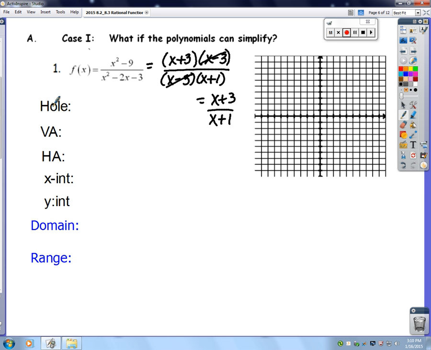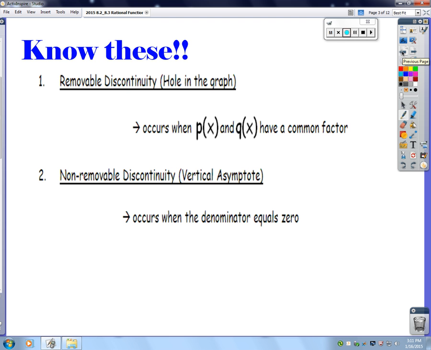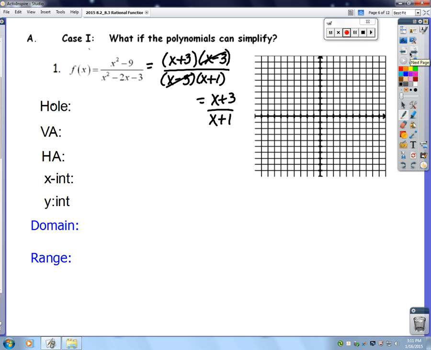So in our case, a hole in a graph, let's go back to our guidelines. Alright, number 1, a hole in a graph is a removable discontinuity. It happens when we have a common factor. So in our case, that x minus 3 is our common factor. So then we know that we're going to have a hole in our graph. So let's go back. Alright, that common factor. How do we find where that hole is? Well, the x value is the zero of that common factor. So it's going to be that 3, because x minus 3 equals 0, x equals 3. So we have x is 3.